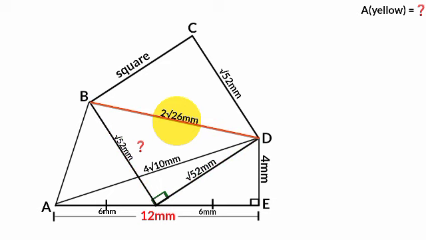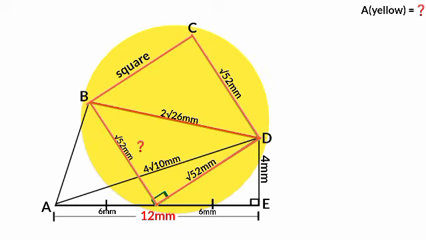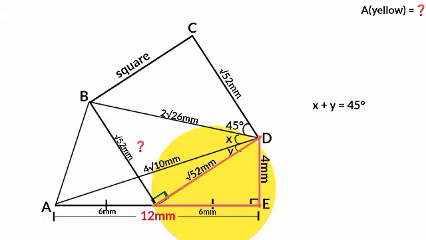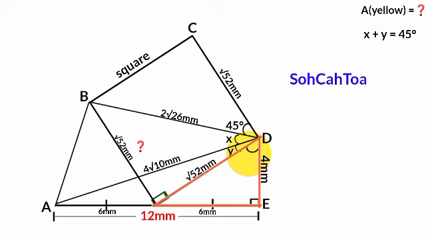Now this side we can see is a diagonal of this square. The diagonal of a square is at 45 degrees with each of the sides. That is, this is 45 degrees and this is also 45 degrees. But this line divides this angle into this and this. Let's say x and y. So x plus y equals 45 degrees. From this triangle, we can use SOHCAHTOA to find the size of this angle here. Taking it as angle theta, this is opposite and this is adjacent.